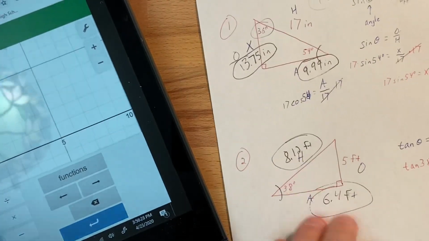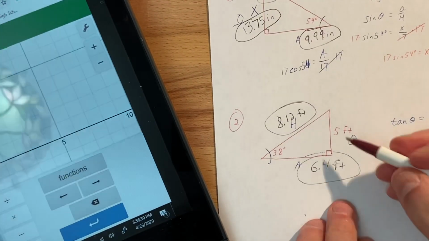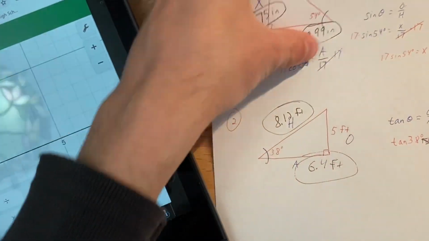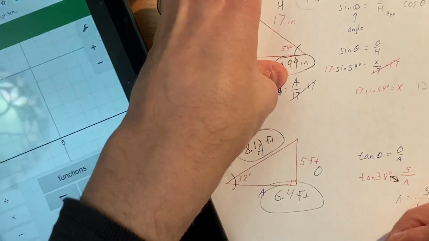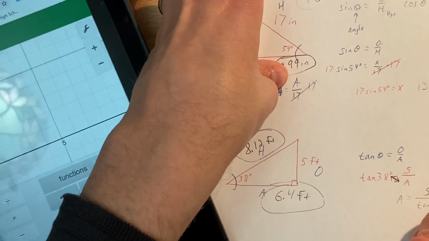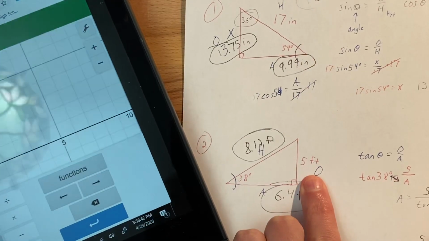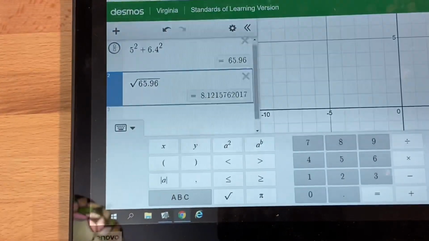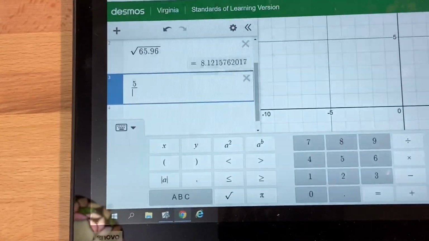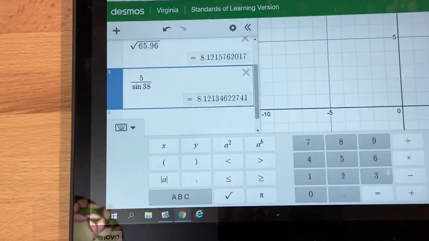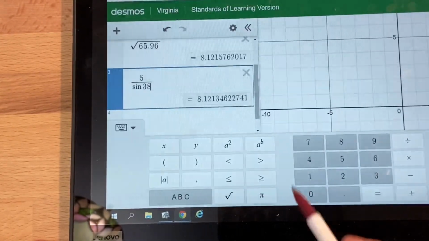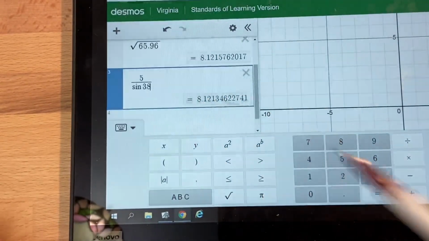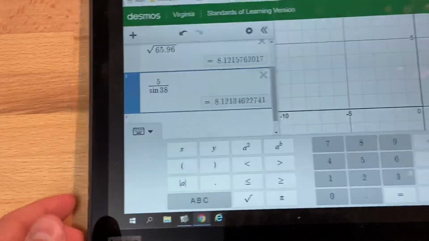And you know, if we use trig, we'd probably get the same thing. Opposite over hypotenuse is sine. So I would say the sine of 38 equals the opposite side of 5 over the hypotenuse, which I don't know. So I would do 5 over sine 38. And look, it's pretty much the same number. Not exactly the same, because once again we rounded, but 8.12, to 2 decimal places, it's the same. So good times.